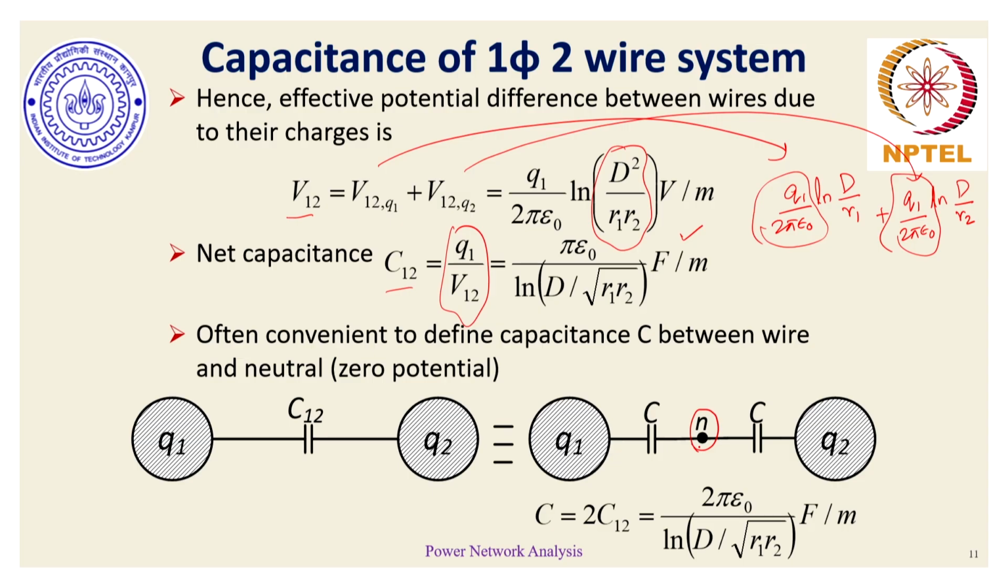And remember, for resistance and inductance in series, the individual values get added up. If they are in parallel, then the effective inductance is the inverse of the sum of the inverses. The similar vice versa logic is applicable for capacitances. If I have two capacitances in series, then the effective capacitance in terms of C12 would be 2 times C12. Since C12 is pi by epsilon naught, our phase capacitance is this particular expression, which is 2 pi epsilon naught divided by natural log of d by square root of r1 r2 farad per meter.